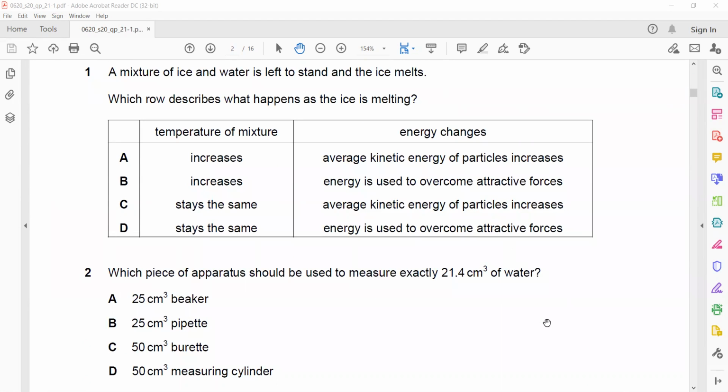Question number 1. What could be the right answer for question 1? A mixture of ice and water is left to stand and ice melts. Which row describes what happened to ice as the ice is melting?